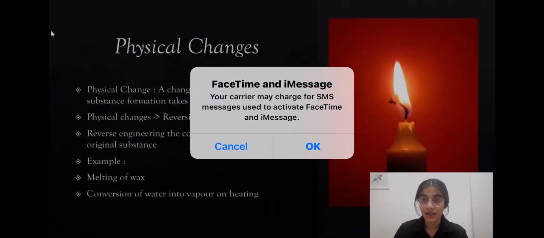Physical changes. By definition, physical changes are changes in which no new substance formation takes place. Hence, physical changes are reversible. It means that if you give a certain amount of opposite conditions to the prior reaction, you can get that reactant back. Reverse engineering the conditions can bring back the original substance.